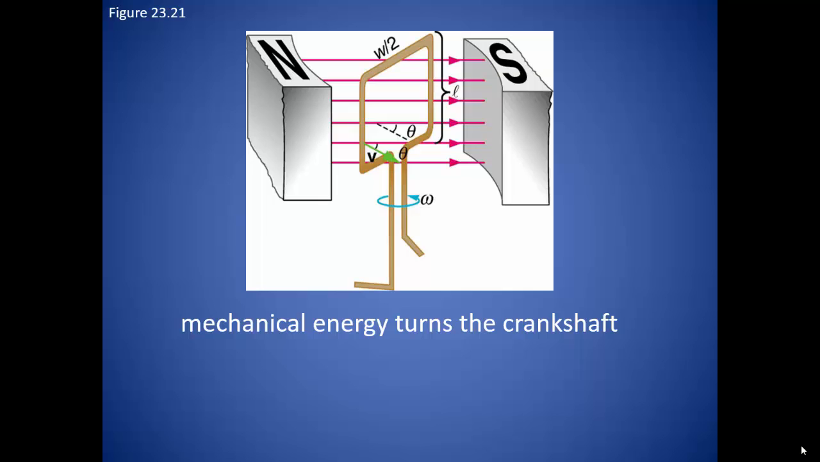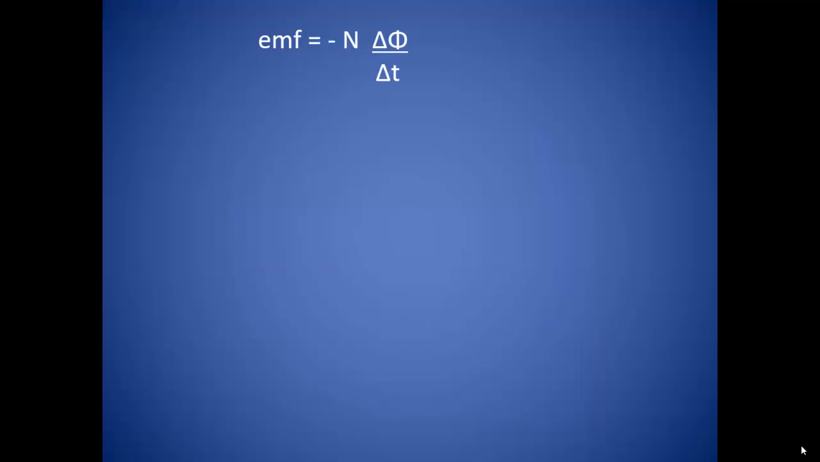And anytime we have a moving conducting wire inside of a magnetic field, a motional EMF is induced. Since the coil of wire is rotating, the induced EMF will produce an alternating current within the wire. We can use Faraday's law to show that the current is alternating within the coil.